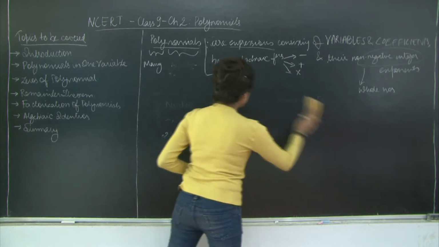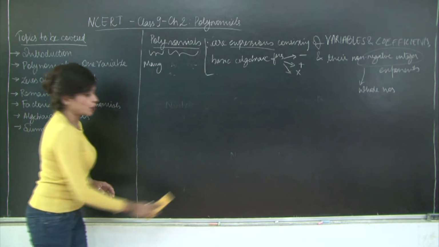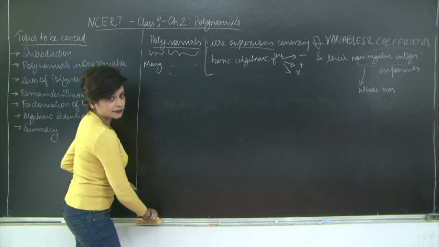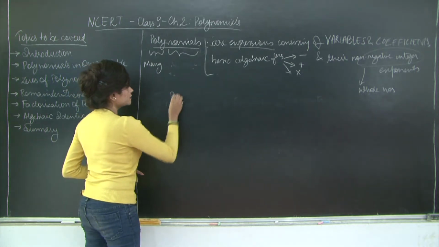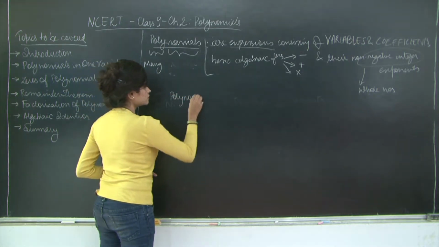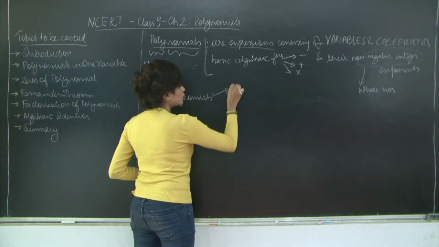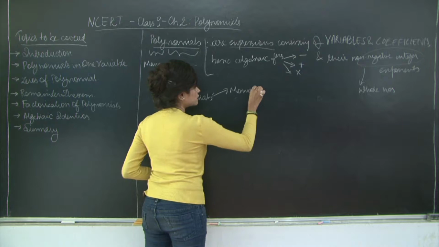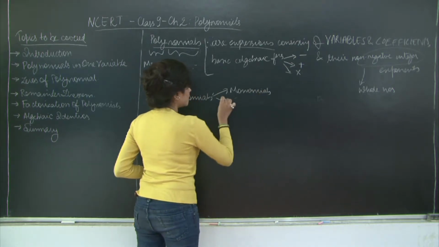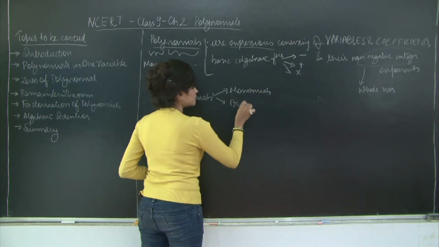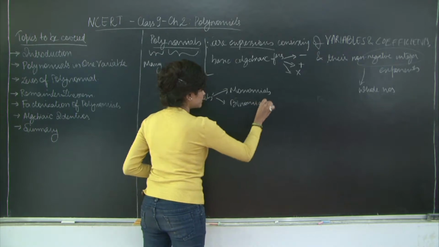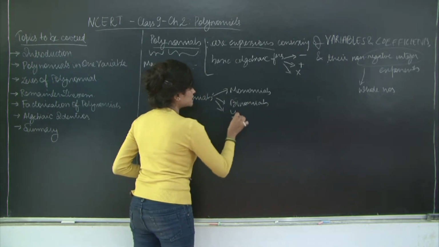Now polynomials are further divided as monomials, binomials, and trinomials.